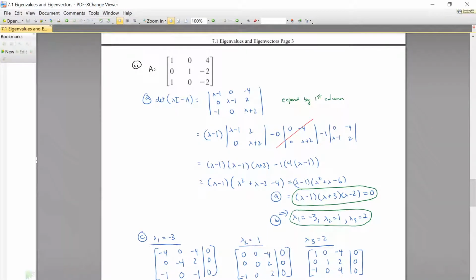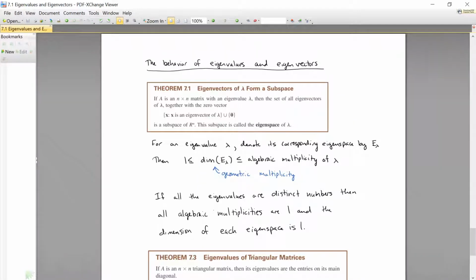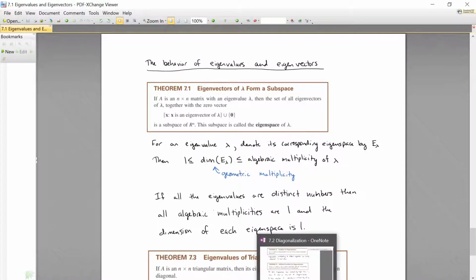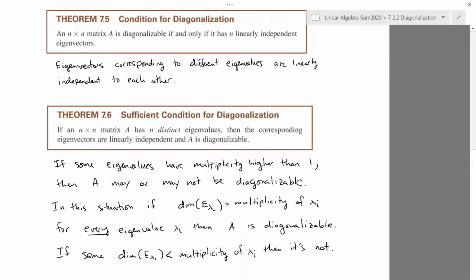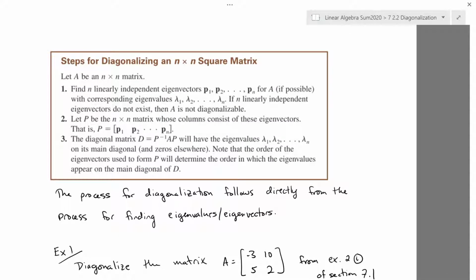Okay, so if you remember back to the previous section, there was a discussion on the eigenspaces for an eigenvalue. We had this inequality where the dimension of the eigenspace is always less than or equal to the multiplicity of the eigenvalue. So in the case where they're equal for all of the eigenvalues, then it's diagonalizable. But if it's less than, then it's not diagonalizable. So we can determine if a matrix is diagonalizable by comparing the multiplicity of the eigenvalues with the dimension of the corresponding eigenspace.